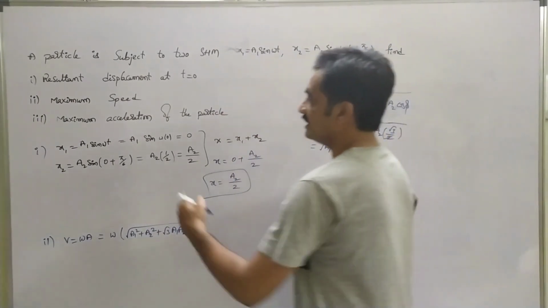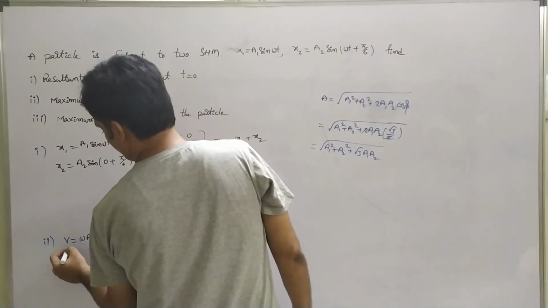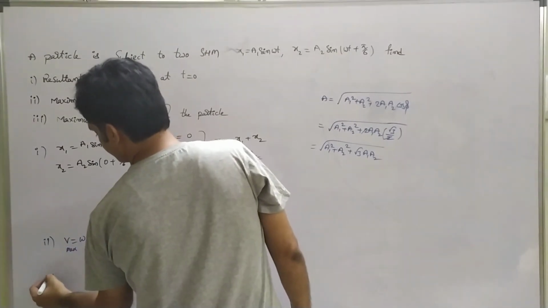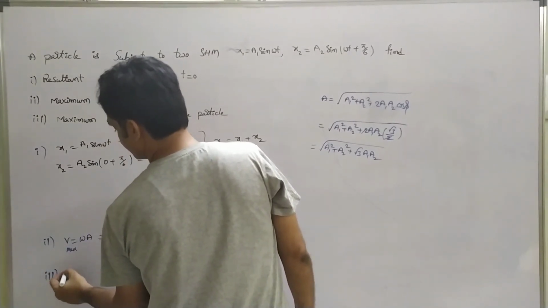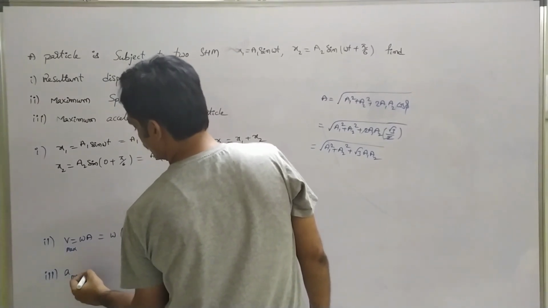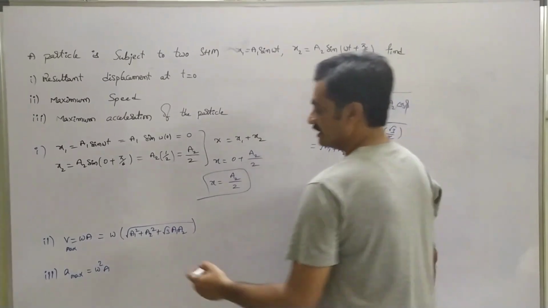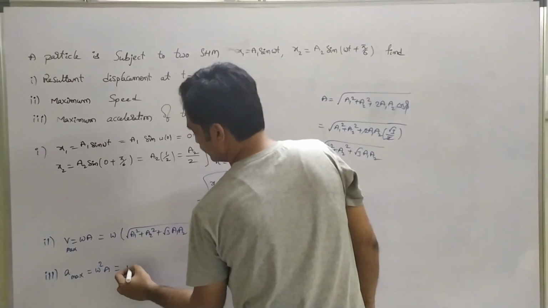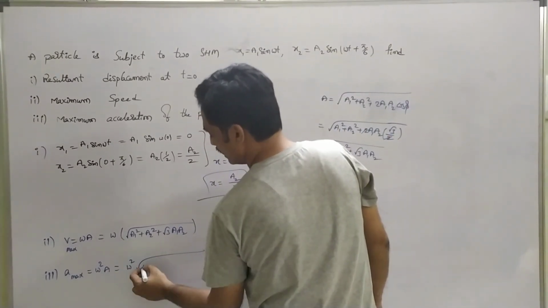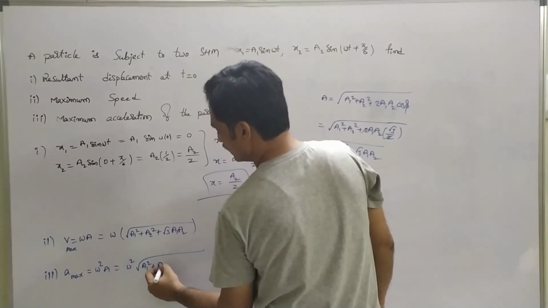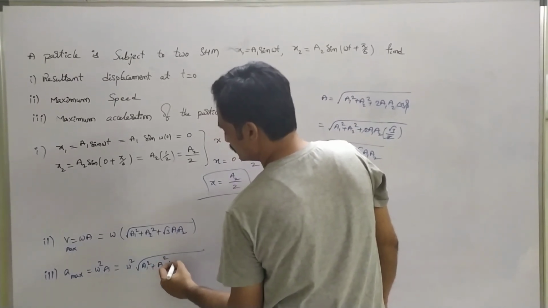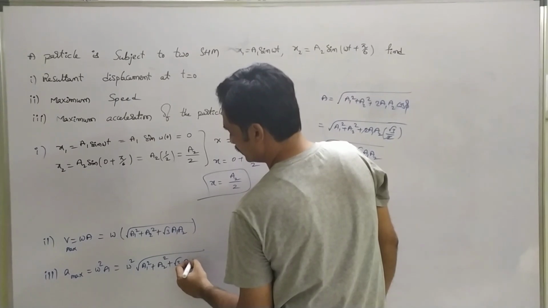Now we have to represent the maximum acceleration of the particle, whereas the maximum acceleration of the particle is given as a max equals omega square into a, where the value of a is under root of a1 square plus a2 square plus root 3 a1 into a2.